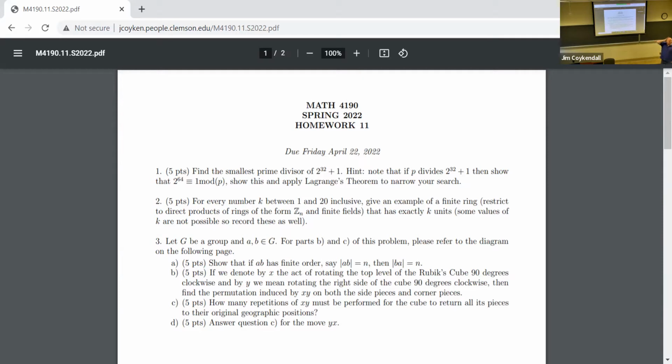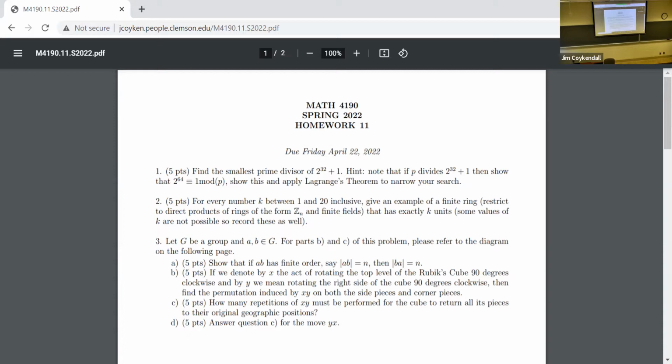So, for example, let me get you started. Z2 has 1 unit, so we've got that one. Z3 has 2 units, 1 bar and 2 bar. It's got that one. Keep going. Give me an example for everything between 1 and 20.